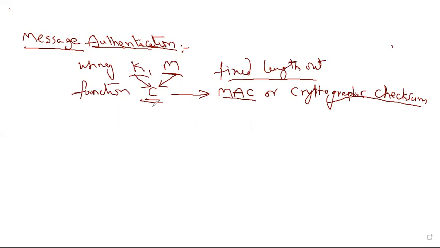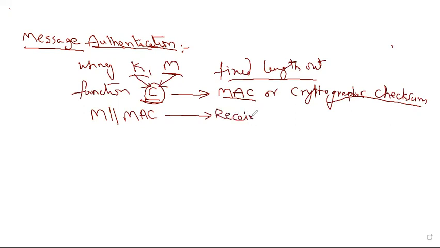So after generating the message authentication code from the message authentication function, the sender concatenates or appends the message authentication code with the original message, right? So this information is transmitted to the receiver. So the general concept is this.